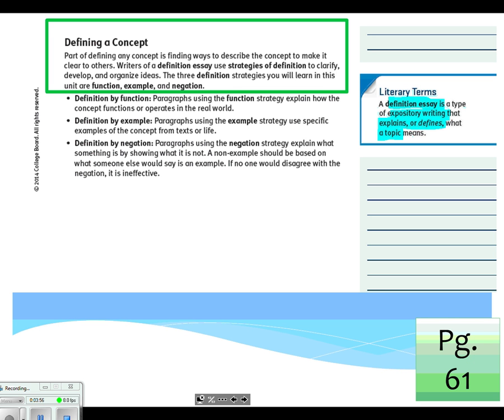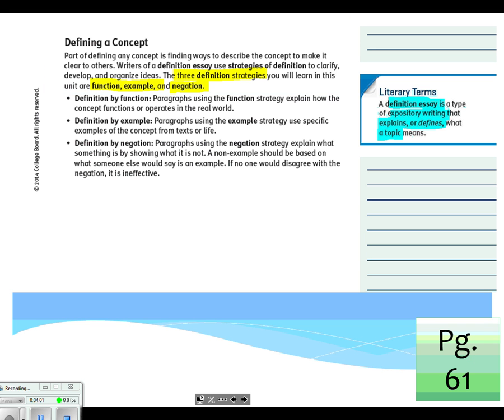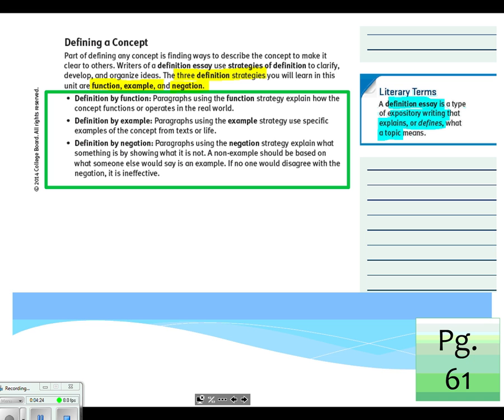So below that subtitle of defining a concept, very quickly just highlight what you see. These are the three definition strategies. They're known as the function, example, and negation strategy. And this is also your answer to today's out. So right below where you highlighted, there are 3 bullet points. And these are what the definition strategies really mean. So we're going to do a quick highlighting process here too, and we'll go through each one at a time.